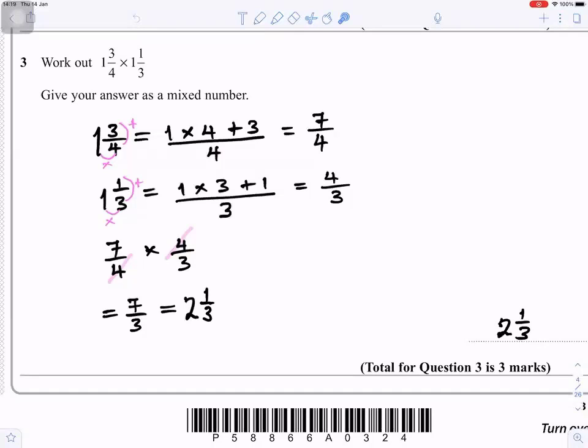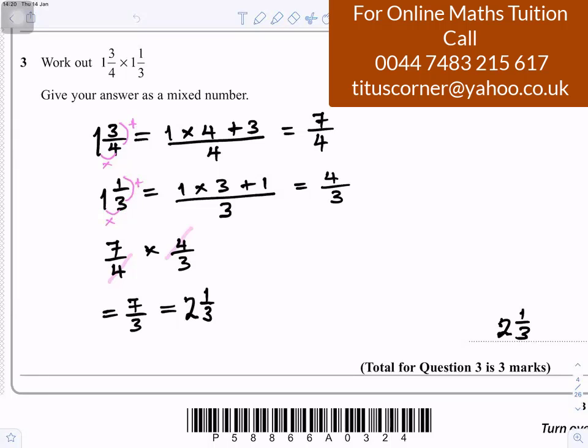Question number 3. Work out 1 and 3 over 4 times 1 and 1 over 3. Give your answer as a mixed number. We need to change 1 and 3 over 4, which is a mixed number, to an improper fraction. So you do 1 times 4 plus 3, which goes in the numerator, divided by 4. That's 7 over 4. 1 and 1/3, change it to an improper fraction. 1 times 3 plus 1 gives you 4 over 3.